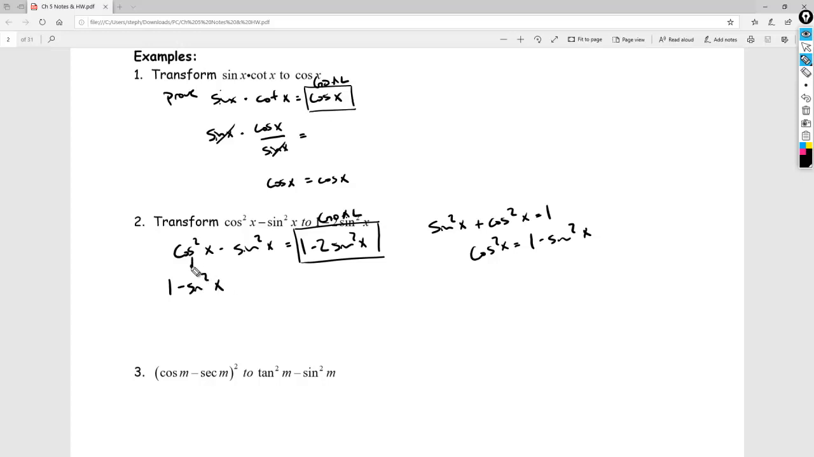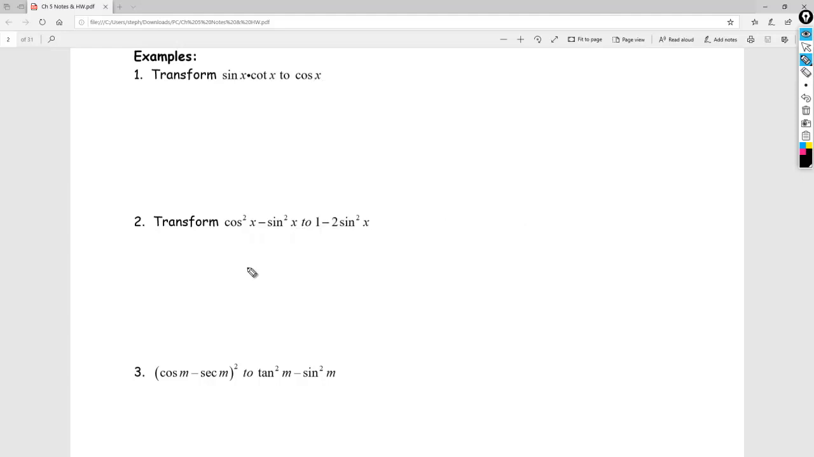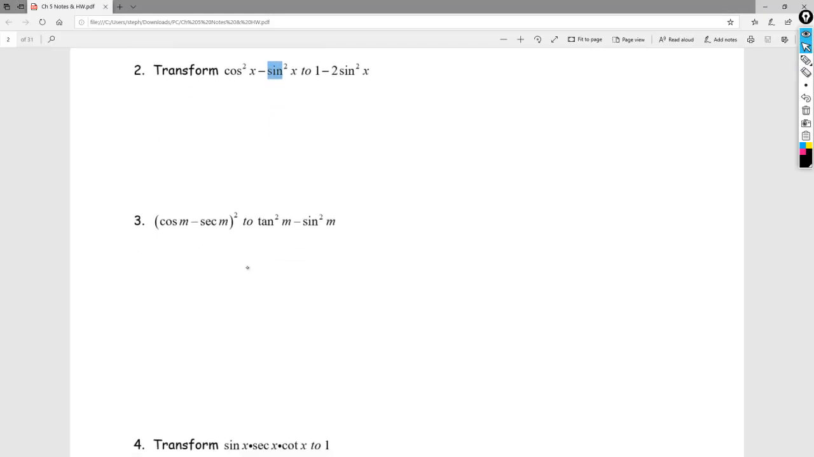I just substituted straight in for cosine. My negative sine squared x is still there. And now when I combine like terms, I'll end up with 2 sine squared x's. And this is equal to my goal. I've completed my proof. Okay, so the key here was acknowledging that I had to substitute cosine squared of x and use the Pythagorean identity. Okay, moving on.